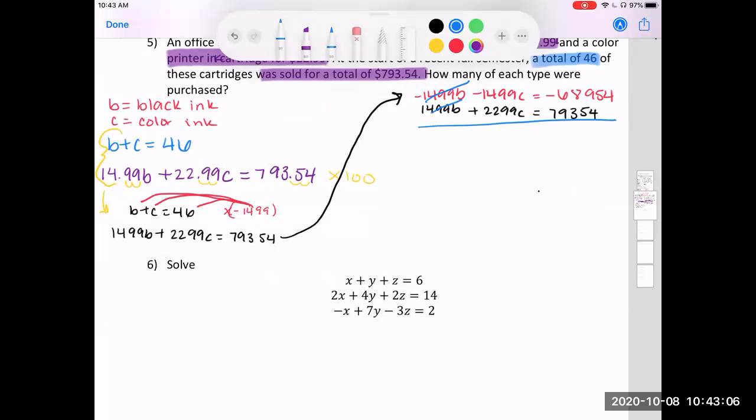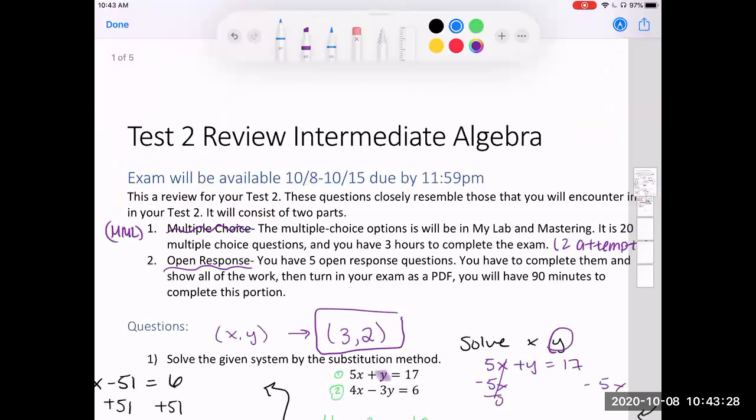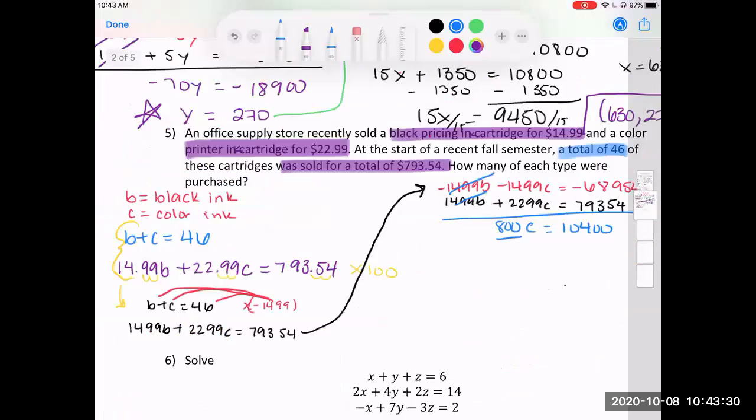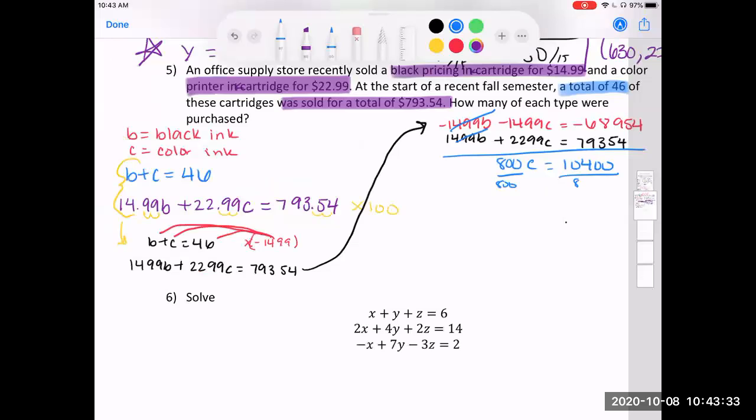Negative 1499 plus 2299 gives me 800C. And negative 68954 plus 79354 gives me 10400. So let's divide by 800. And we get C is equal to 13. So we know they sold 13 ink cartridges.